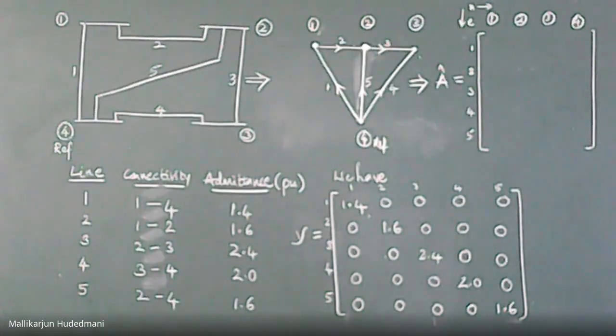So first let me say A cap. From that fourth column, which is a reference bus, I remove. That automatically becomes A matrix for me.